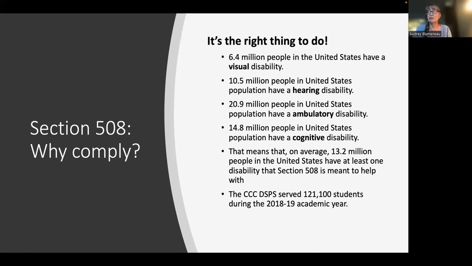And the CCC, the California Community College Disabilities Program Services serve about 121,000 students. This was in the 2018-2019 academic year. One thing that I want to mention is that these are people who have declared a disability. There are lots of disabilities that are not declared, and we'll cover that as well.